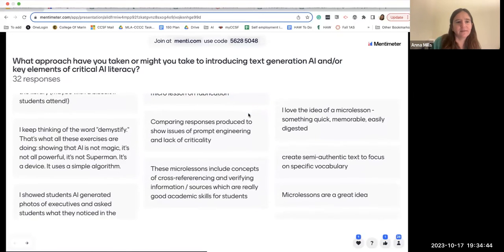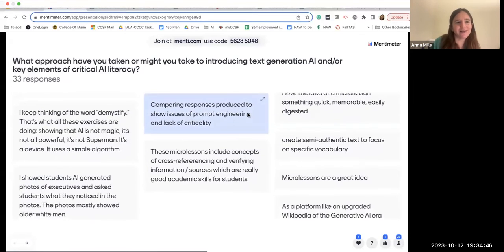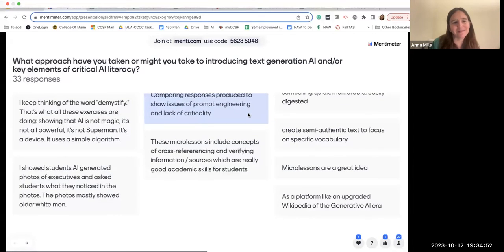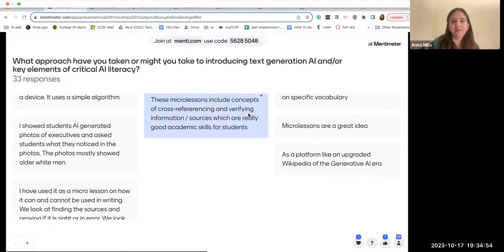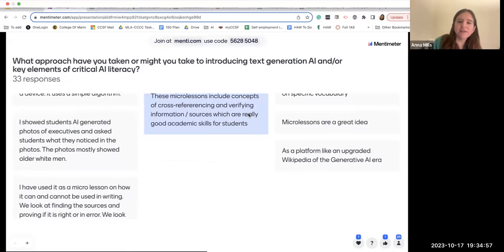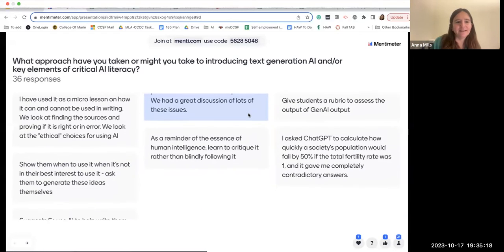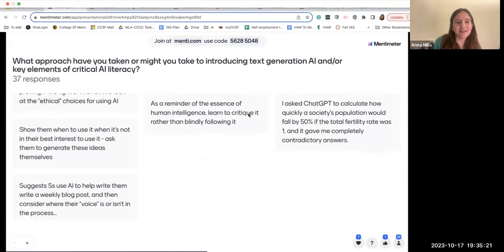Great. Demystify. It's not magic. It's not all powerful. It's not Superman. It's a device. It's an algorithm. Yeah, I love that. An upgraded Wikipedia of the generative AI era. Interesting. Kind of like an interactive Wikipedia. Yes, except that Wikipedia has this incredible editorial process, where humans are constantly involved in checking everything and fixing. And AI completely lacks that. So maybe the comparison to Wikipedia could be really interesting.